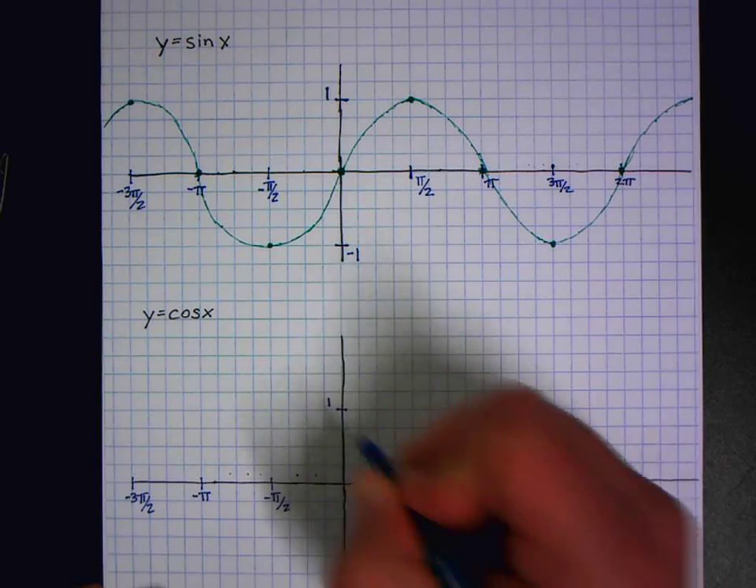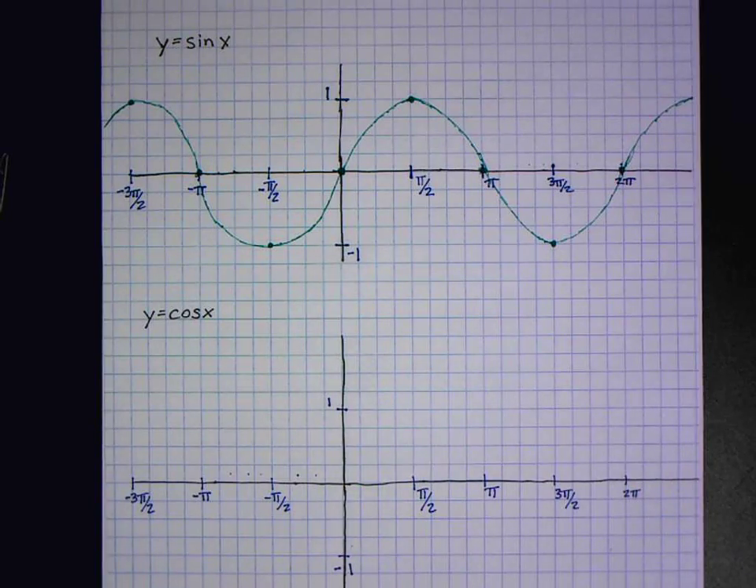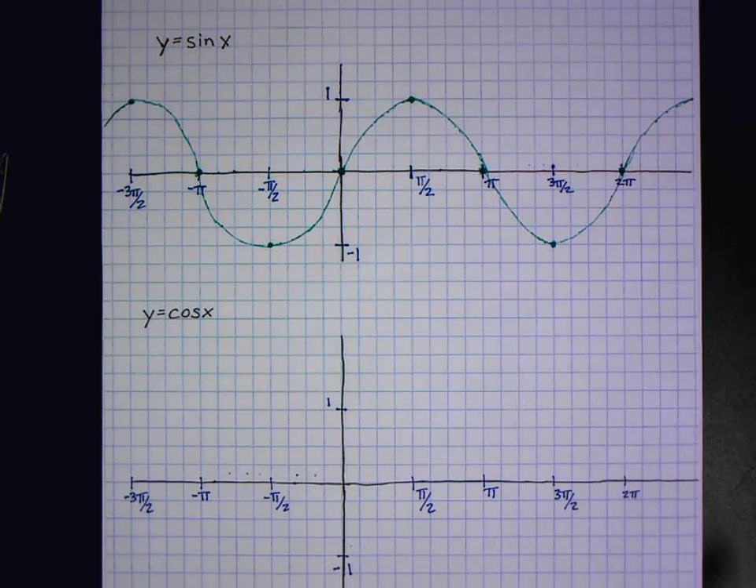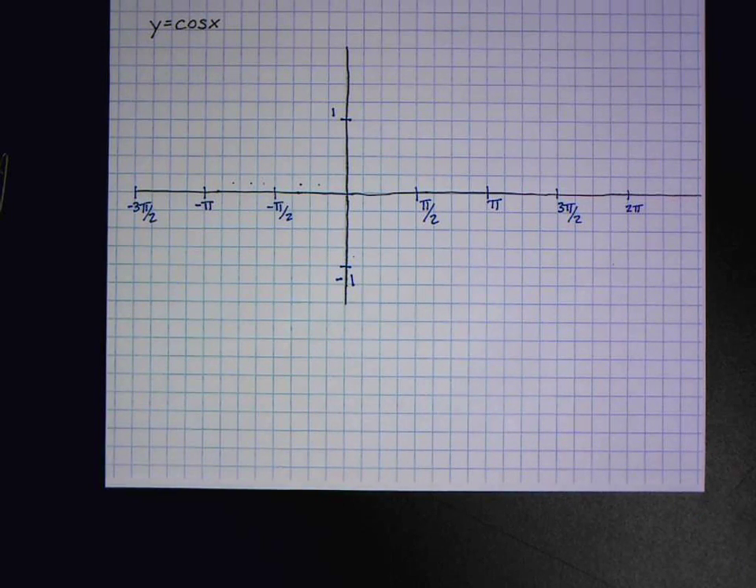And again, cosine, the value can never go above 1 or negative 1. And hopefully it makes sense to you that it's going to look the same, because as we go around the circle, cosine gets the exact same values as sine does.